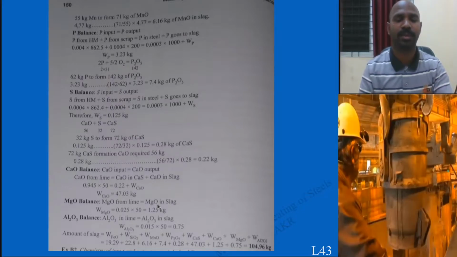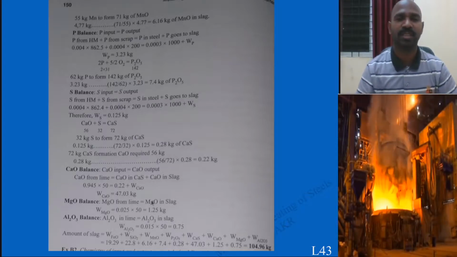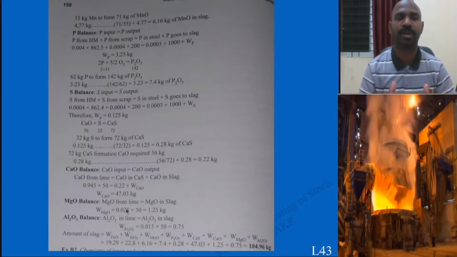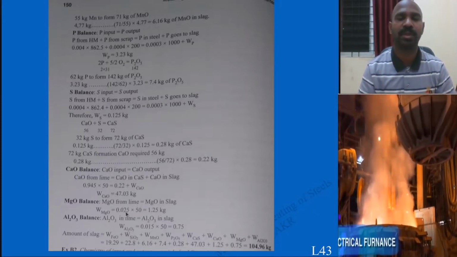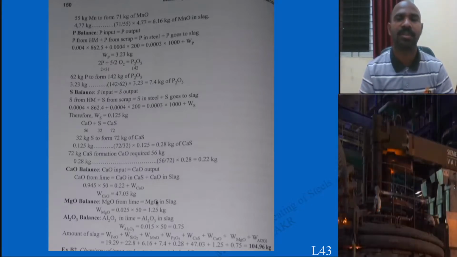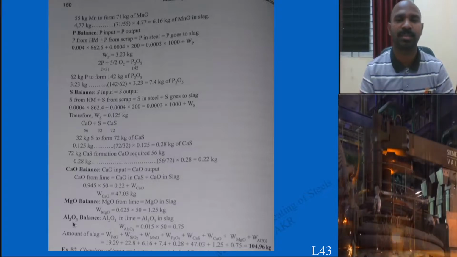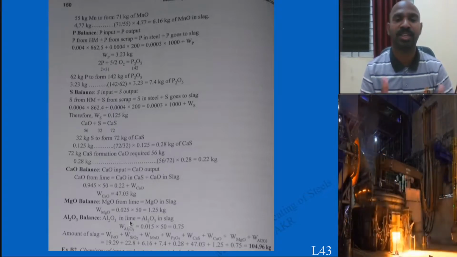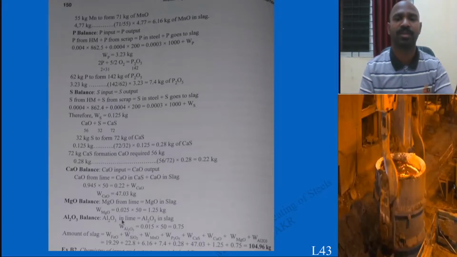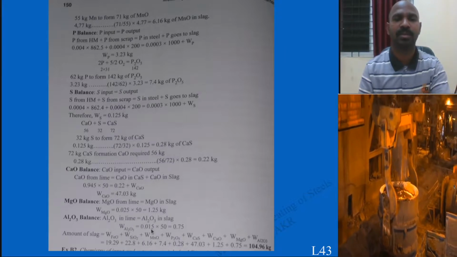Similarly, the weight of the MgO is input from lime, it is entering from the lime and going out in the slag. So how much? There will be only MgO input of 0.025, it is given as 50, and thus much only is going out as slag. This is equal to the weight of the MgO. This is unknown, this is known. So that is why this one is this. Similarly Al2O3 input going out. So that is why Al2O3 from lime is given in the numerical problem.